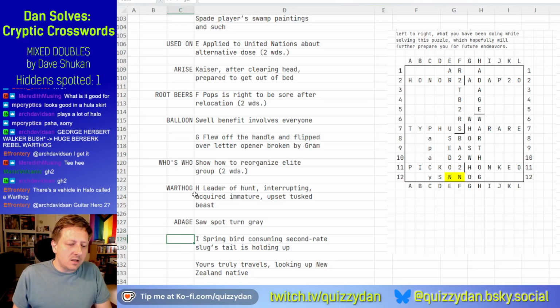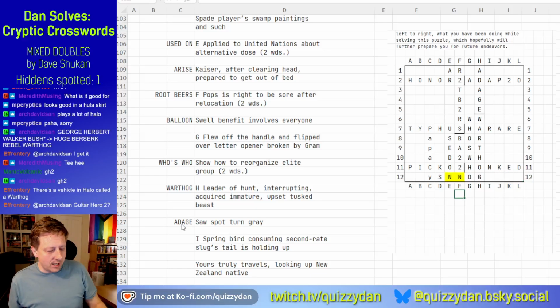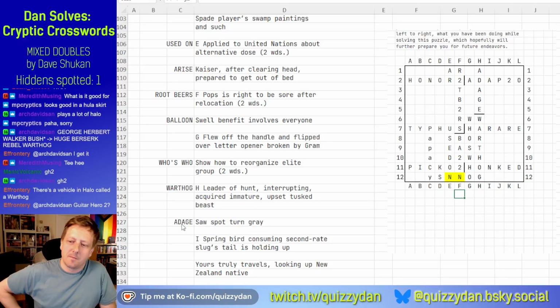Springbird consuming second-rate slug's tail is holding up. Probably feels like it goes in here because is holding up feels like it's going to end in ing. We've got snogging going on here. We've had hunks, now it's snogging. Springbird, wren, consuming second-rate B. Slug's tail, G. So we're going to put B, G in a springbird.